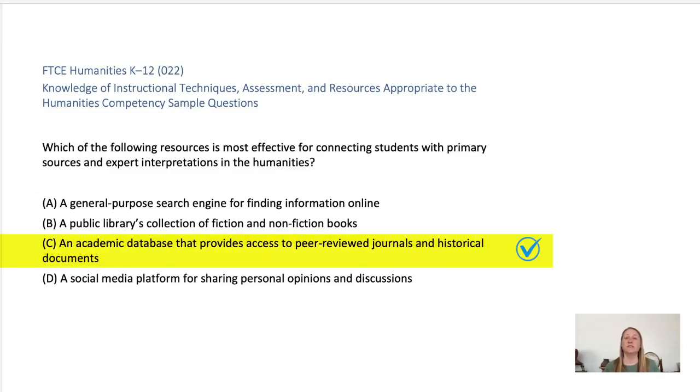The correct answer is C. An academic database that provides access to peer-reviewed journals and historical documents is the most effective resource for connecting students with primary sources and expert interpretations in the humanities. These databases offer reliable scholarly content that is crucial for deep, critical engagement with humanities topics.